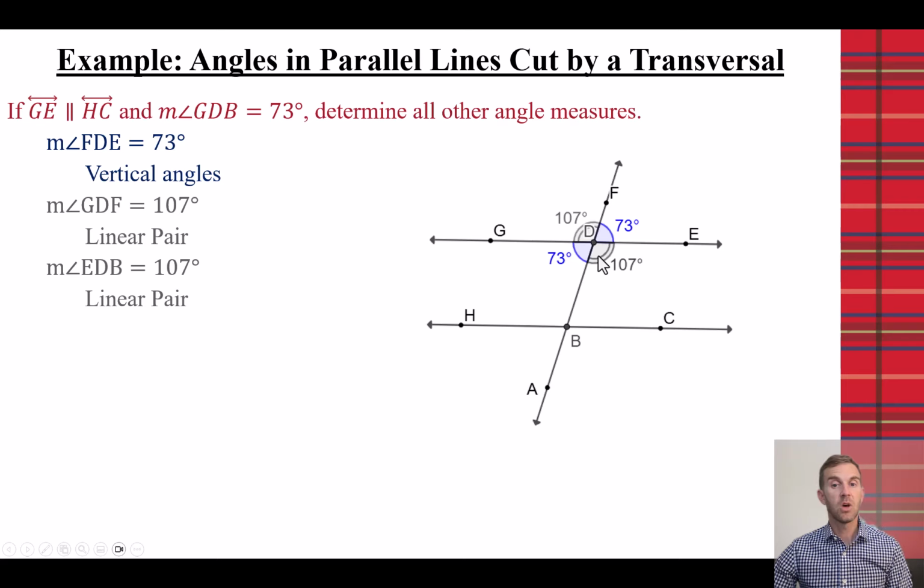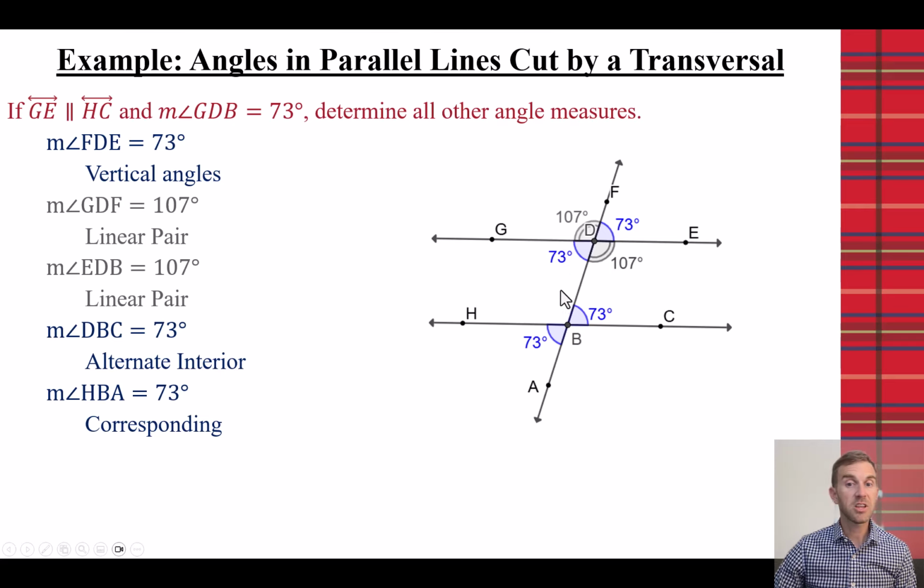Now we can go to the angles on the bottom. And what we can recognize is that we have corresponding angles and alternate interior angles. We could say that angle GDB and CBD are alternate interior angles. And then we can say that GDB is corresponding with HBA. You also could have said that FDE is corresponding with DBC. These are all relationships that exist and they're all true.